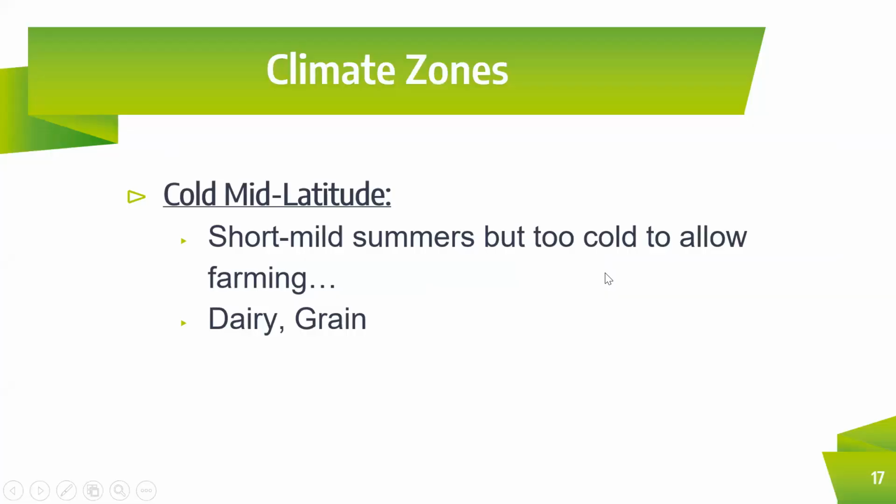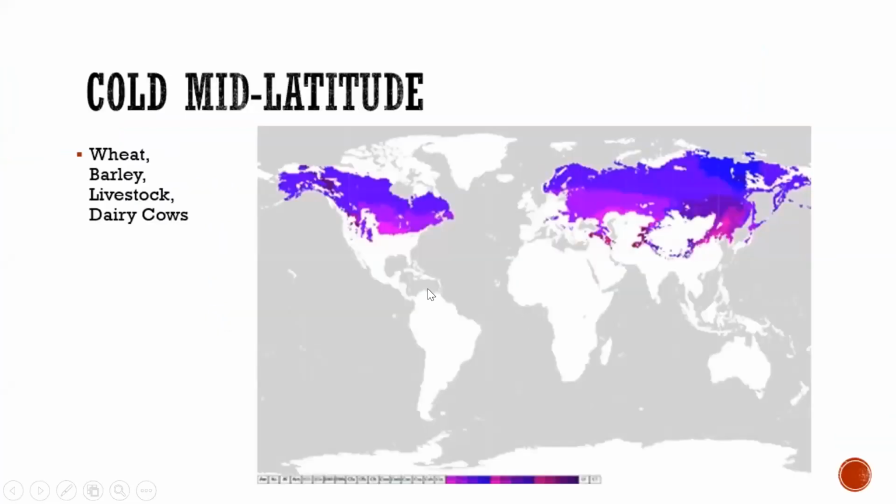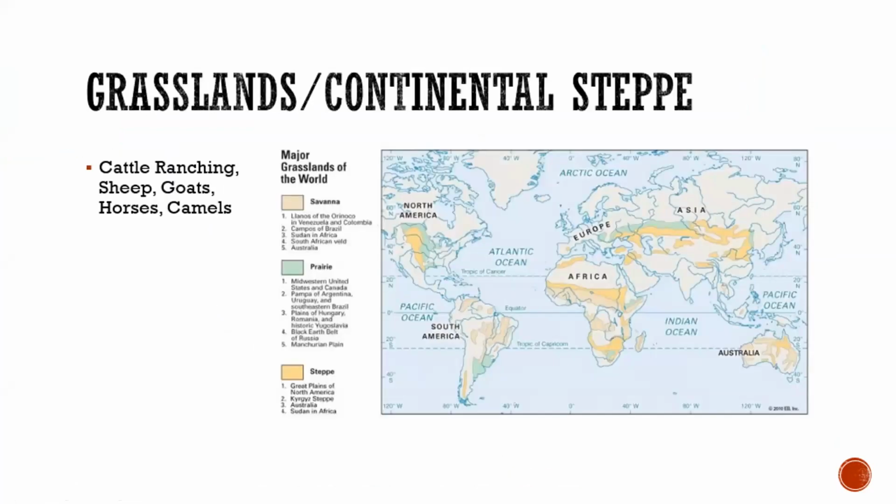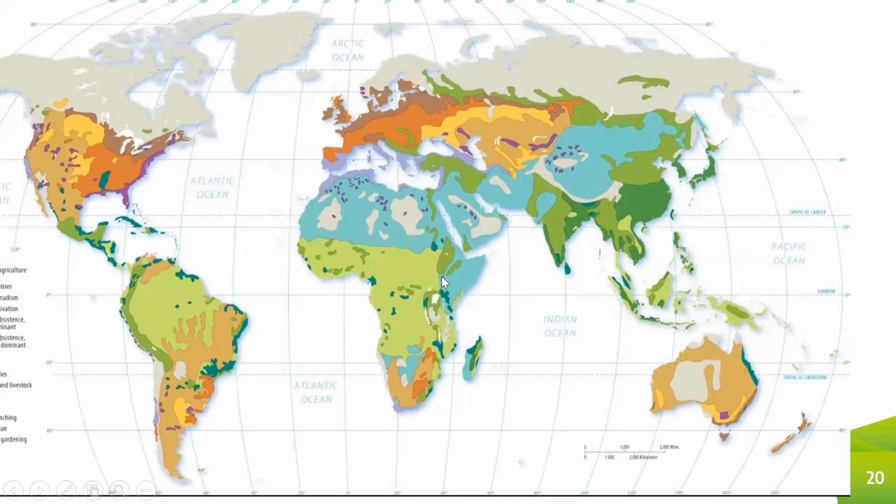And then lastly here, the cold mid-latitude zones, where there are short, mild summers, but too cold to allow farming. So instead, what you've got here is the growth of dairy and other grains, wheat and barley, where you raise livestock and dairy cows. And then lastly, the grasslands, the continental steppe. You could kind of picture it as almost flatlands, where you've got cattle ranching, sheep, goats, horses, camels. You raise those.